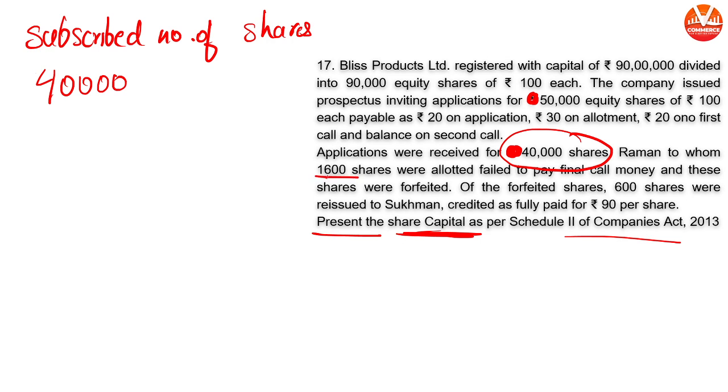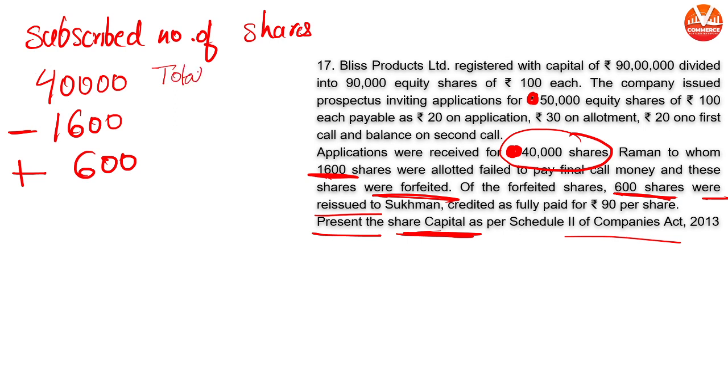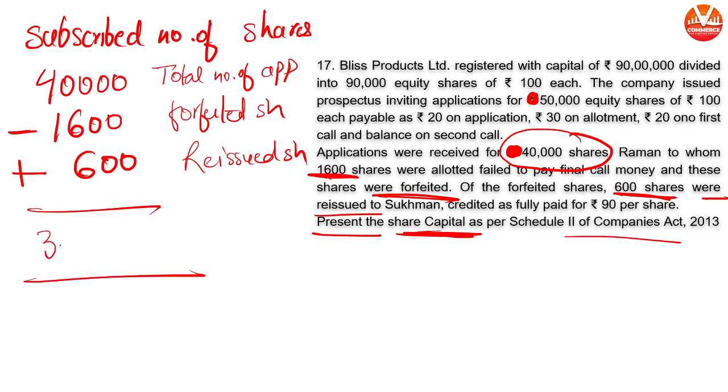But out of this, 1600 shares were forfeited. Forfeited shares decrease your share capital. You know, when the shares are forfeited, share capital is debited. So you will subtract 1600. And then 600 shares were reissued, so you will add 600. So when you want to find out the subscribed number of shares, write down the total number of applications received, then subtract the forfeited shares, and then add the reissued shares. So now the subscribed shares are 39,000. This is the first step when you are preparing the balance sheet.